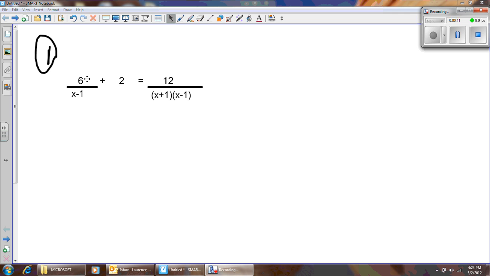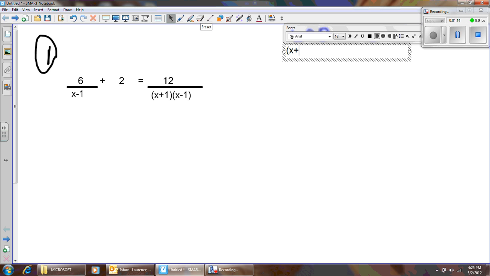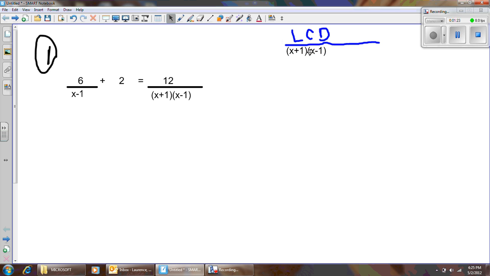But let's say we have this equation, 6 over x minus 1 plus 2 equals 12 over the quantity of x plus 1 times the quantity of x minus 1. One way to approach this problem is to get the LCD. We're going to look for the LCD. Normally I would have had to factor the denominator under the 12, but I gave you the factored form in the interest of time. I know my LCD is going to involve a quantity of x plus 1 and a quantity of x minus 1. Okay, so there is my LCD.